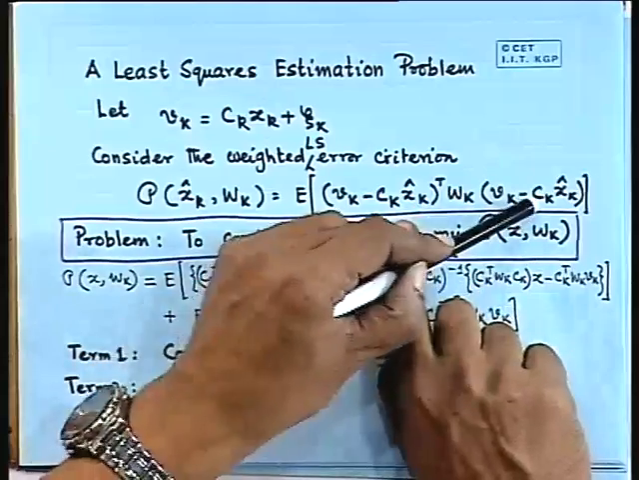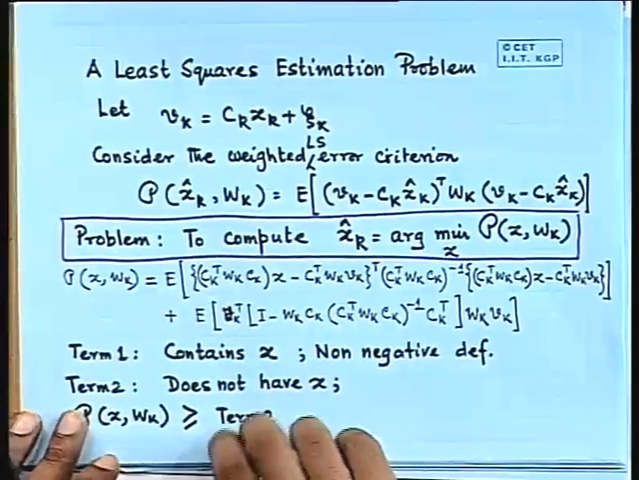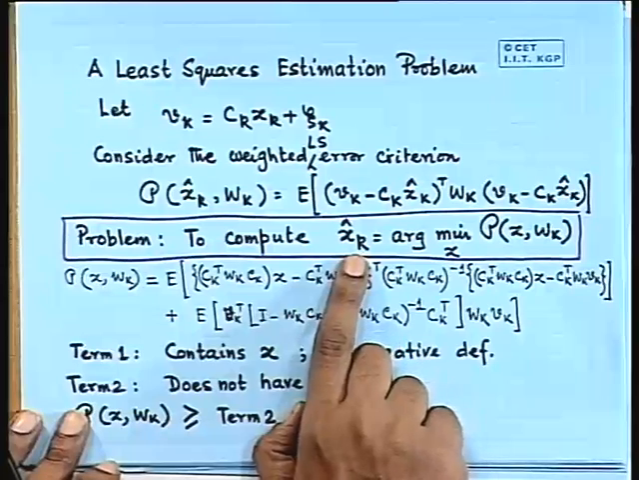So I have chosen a weighted estimation error with some Wk which is chosen a priori. For the time being, let us assume it to be fixed. We will also see how to choose Wk in a second step. So we are going step by step. First, we want to minimize this. We want to choose such an x hat k which will minimize this for some choice of Wk. So the problem is to compute x hat k.